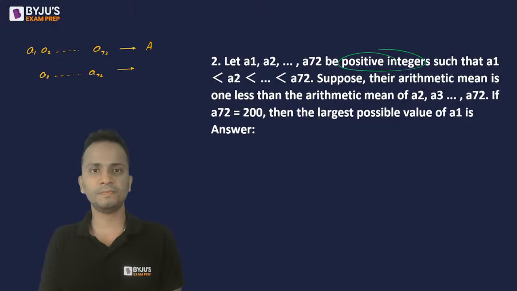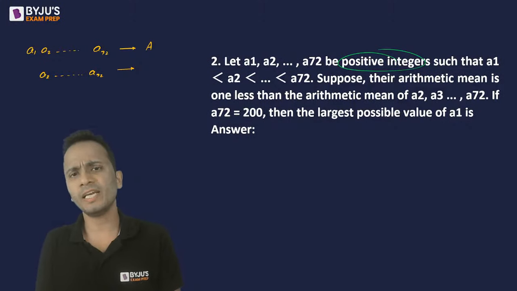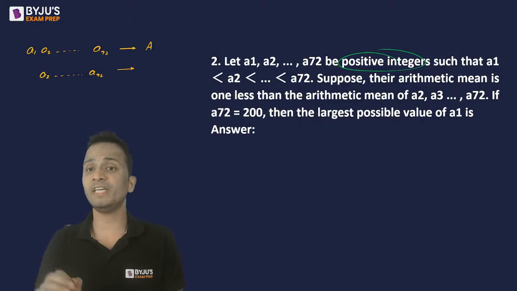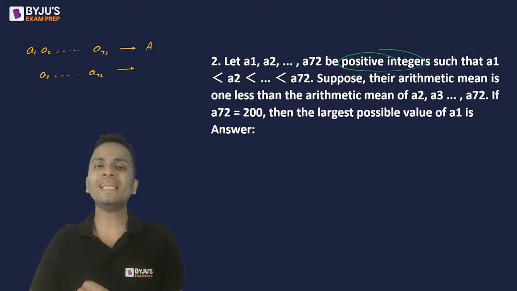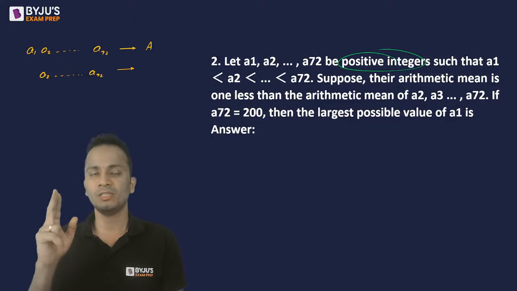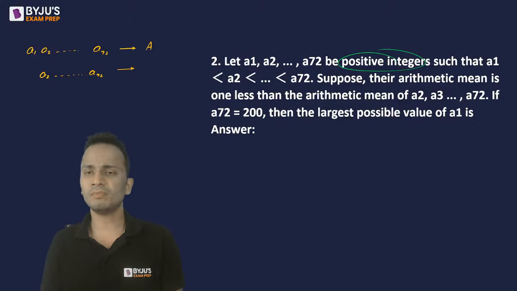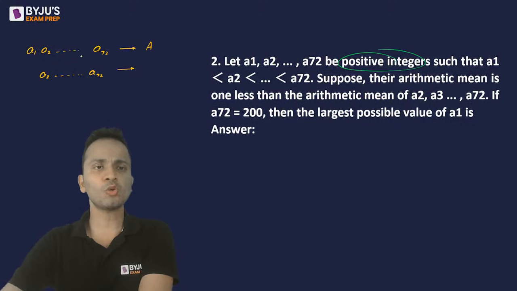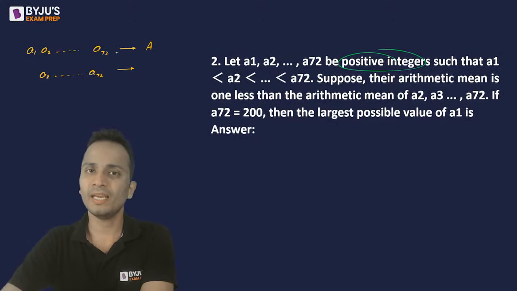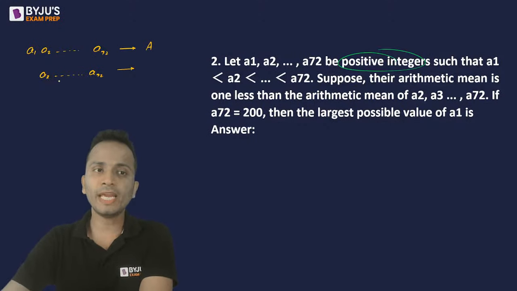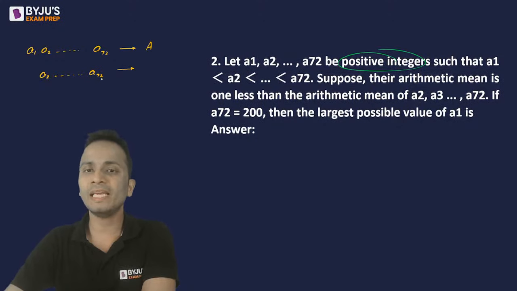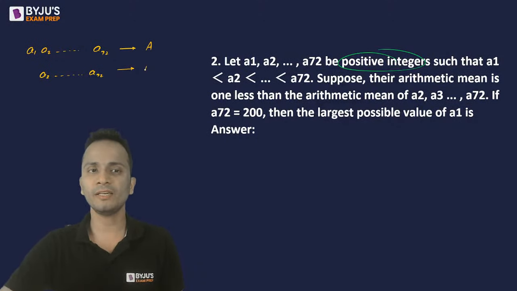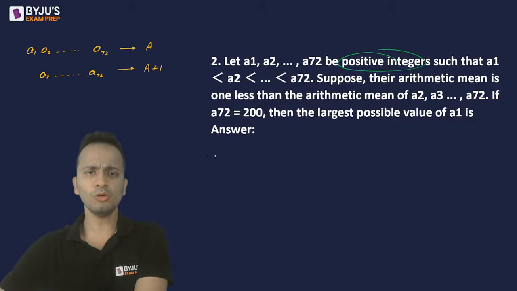चलो देखते हैं. So first of all, first 72 terms, A1 से लेके A2, 72 positive integers, their average is 1 less than the arithmetic mean of all the terms starting from the second term up till 72nd term. Okay, so I'm assuming that the average of A1, A2, A3 up till A72 is A. So the average of A2, A3, A4, A5 up till A72 should be 1 more than A as per the given condition, right?